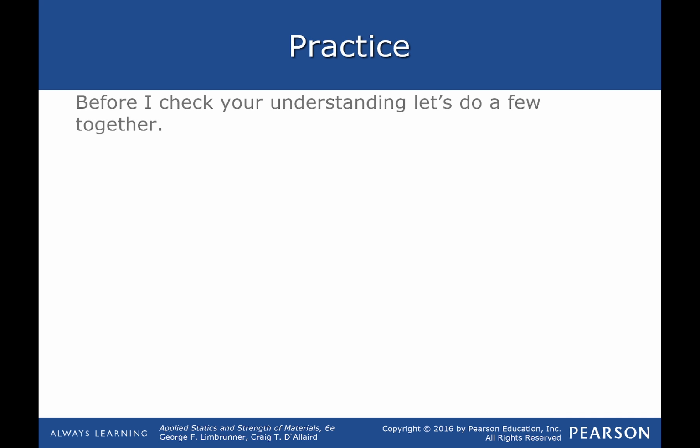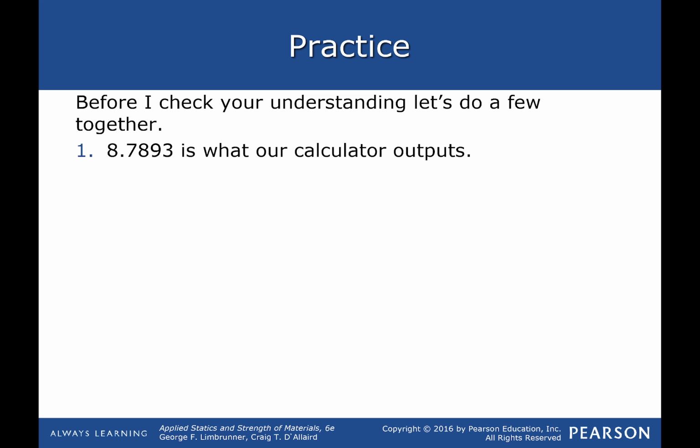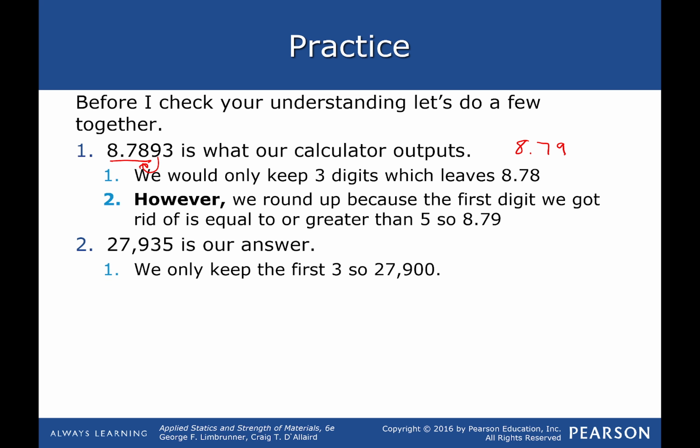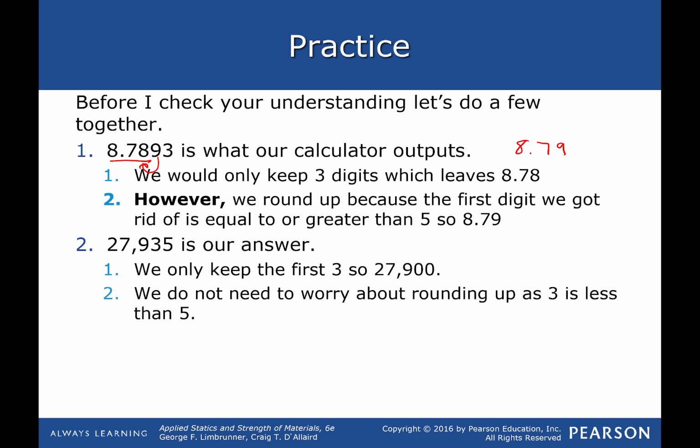Okay, so we're going to practice, and let's go ahead and do the practice right here. So 8.7893 is what our calculator outputs. What do we turn that to? Well, we have to make it 3 sig figs. We have to round up because it's a 9. So that turns into 8.79. Next, 27,935 is our answer. Well, we only keep the first 3, so now it's 27,900. And since 3 is less than 5, we don't have to round up.